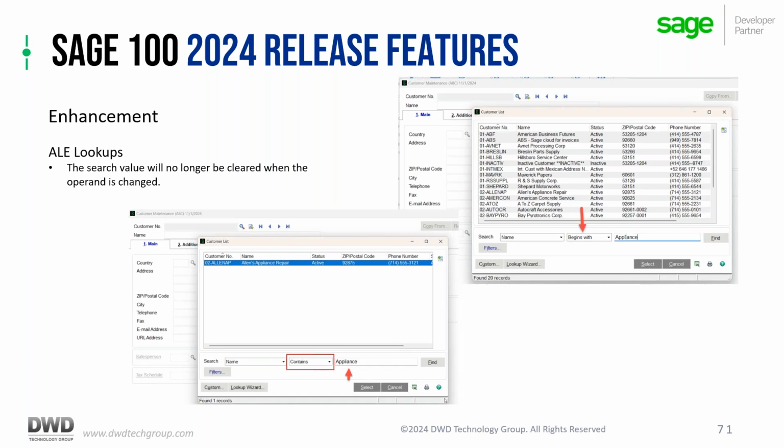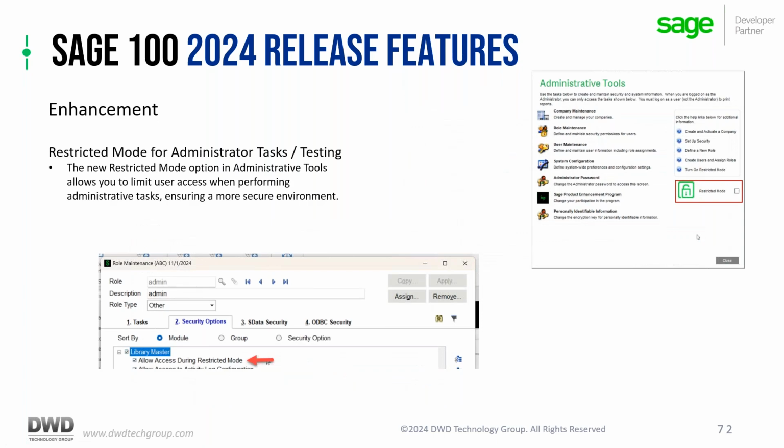ALE lookups, this was a small little user experience thing that I loved. If you ever go in and use these lookups, which I mean, all of us do, but you change the search criteria here, it always deleted the word that was there and you had to retype it. That was annoying. So, again, I think this was a 90 Minds thing. Now, in 2024, when you change this, it doesn't delete the word you have there. So, little thing, but a nice little thing that they've picked up on.